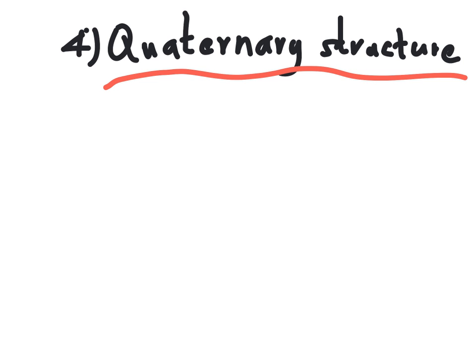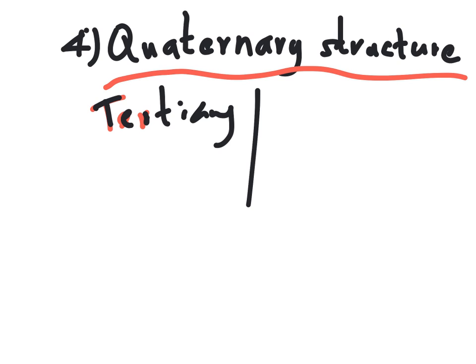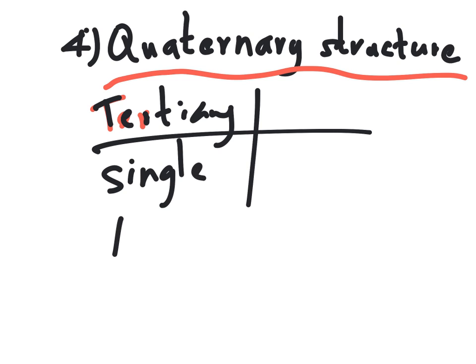Okay, the 4th type is the quaternary structure. Quaternary structure is very similar to tertiary structure, but we have a big difference here. The difference is, in tertiary structure we had only one single polypeptide chain, right?